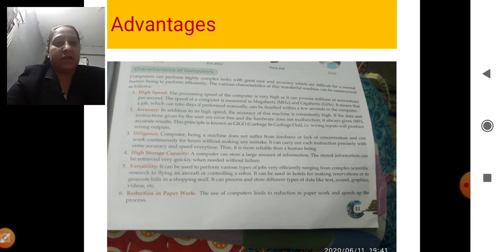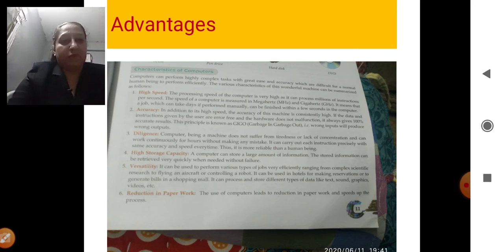We human beings are not able to calculate so efficiently or at such speed. What is the speed of computer? The speed of the computer is measured in terms of megahertz or gigahertz. Our normal computers are measured in megahertz, and our supercomputers, which are used in weather forecasting and space research, their unit is always in terms of gigahertz.